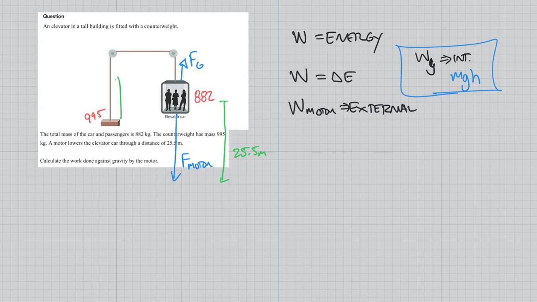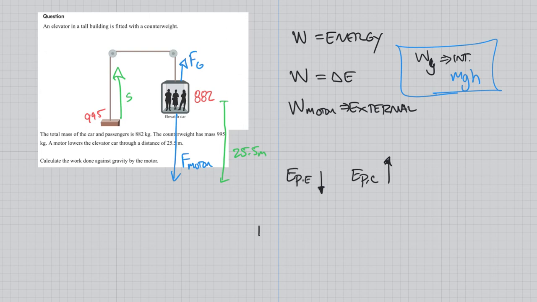The cart, or the counterweight, is going to go up by that same displacement. So we have to take both of those into account. So what we're going to do is consider the potential energy of the elevator due to gravity and the potential energy of the counterweight due to gravity. Now, the elevator is going to lose potential energy because it's going down. The counterweight is going to gain potential energy because it is moving upwards.